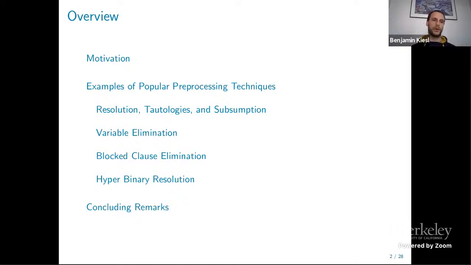So here's the overview of what I'm going to tell you. I'll spend some time on the motivation behind preprocessing: why you do it, and what you should consider when you're doing preprocessing. Then I will give a few examples of popular preprocessing techniques. There are in fact so many that it would never be possible to cover all of them. So I thought I'd choose a few popular ones that give you an idea of what's going on when you're doing preprocessing, or what such techniques could look like. And then I'll end with a few concluding remarks.